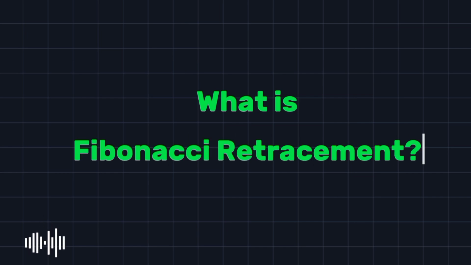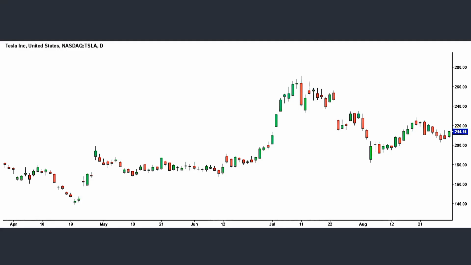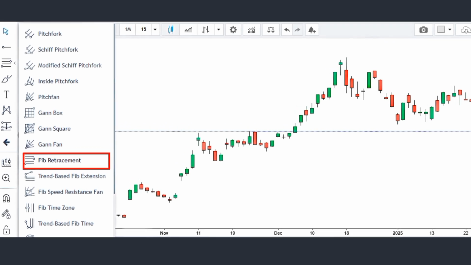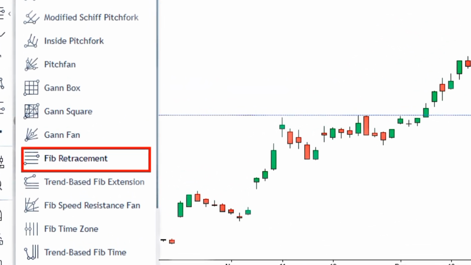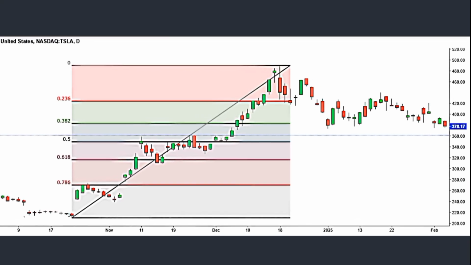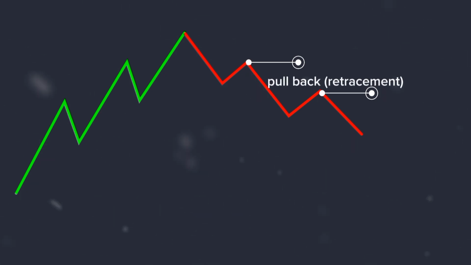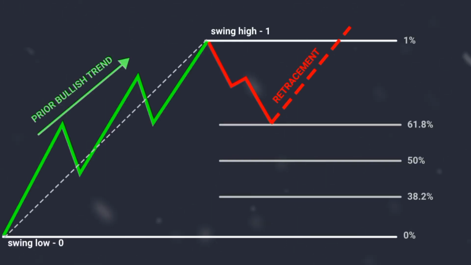What is Fibonacci retracement? Before we dive into applying Fibonacci retracement in trading, let's first understand what it is. Fibonacci retracement is a technical analysis tool based on the Fibonacci sequence. It helps traders identify key price levels where a trend might reverse or continue. When a market moves in a strong direction, up or down, it rarely moves in a straight line. Instead, it tends to pull back, retracement, before continuing in the original direction. Fibonacci retracement levels help traders identify potential areas where these pullbacks might end and the trend might resume.